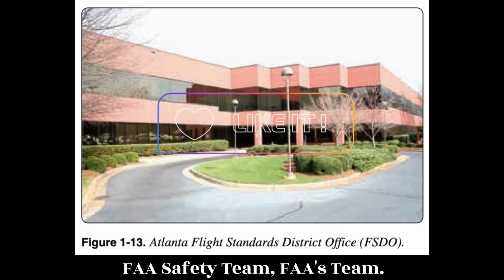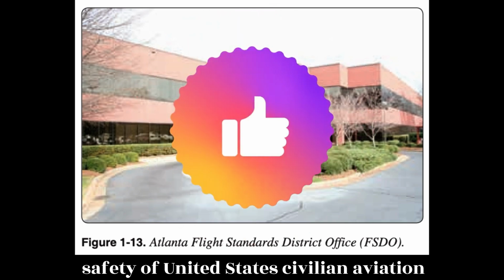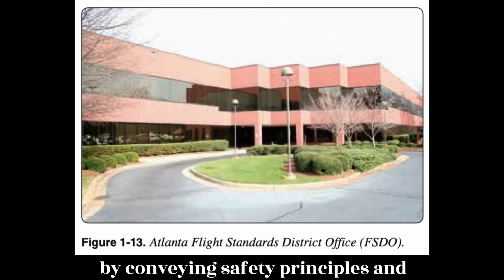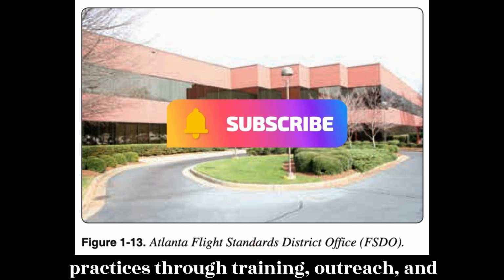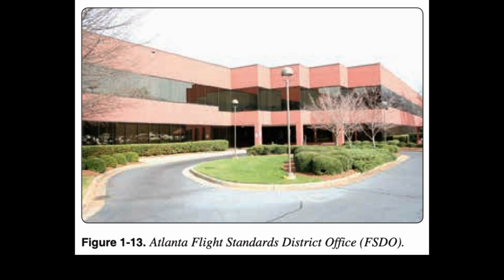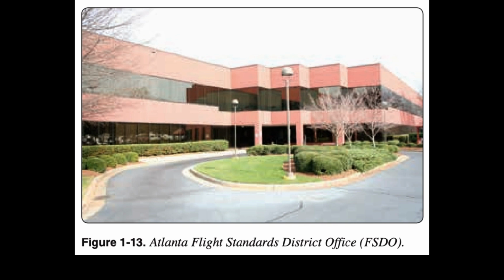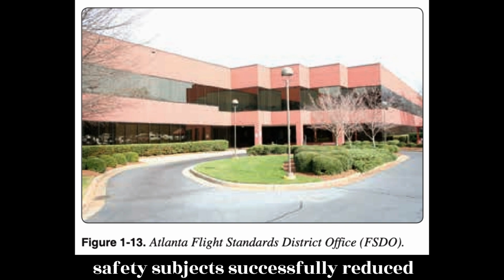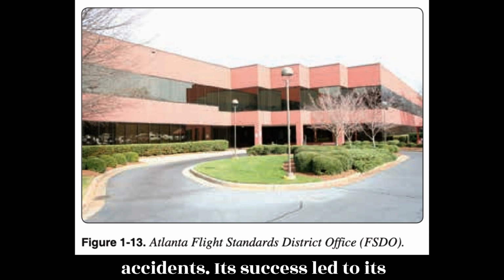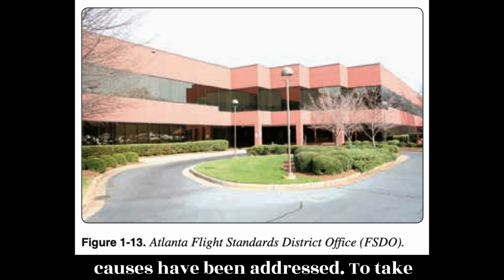FAA Safety Team, FAASTeam. The FAA is dedicated to improving the safety of United States civilian aviation by conveying safety principles and practices through training, outreach, and education. The FAA Safety Team, FAASTeam, exemplifies this commitment. The FAASTeam has replaced the Aviation Safety Program, ASP, whose education of airmen on all types of safety subjects successfully reduced accidents. Its success led to its demise because the easy-to-fix accident causes have been addressed.